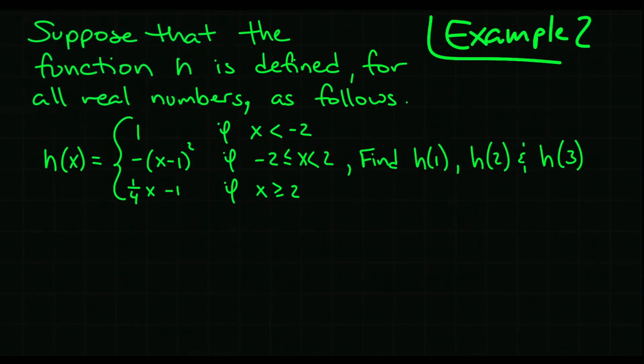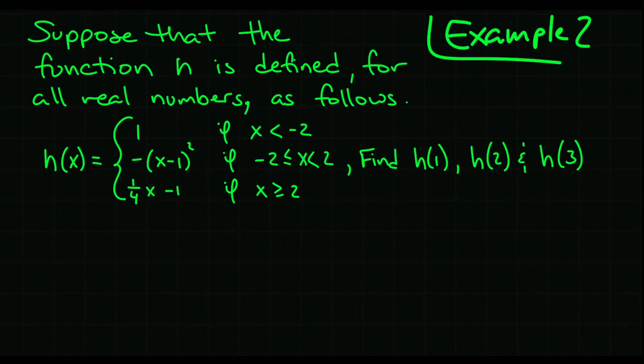And we're done. All right, for example number 2, again, suppose that the function h is defined for all real numbers as follows, where h of x is equal to 1 if x is less than negative 2. H of x is equal to negative 1 times x minus 1 squared if negative 2 is less than or equal to x, which is less than 2. And h of x is equal to 1/4 x minus 1 if x is greater than or equal to 2. Find h of 1, h of 2, and h of 3.